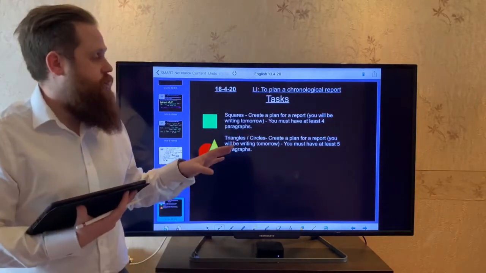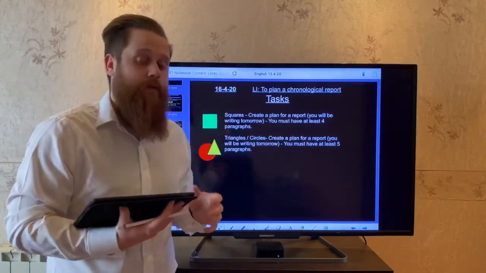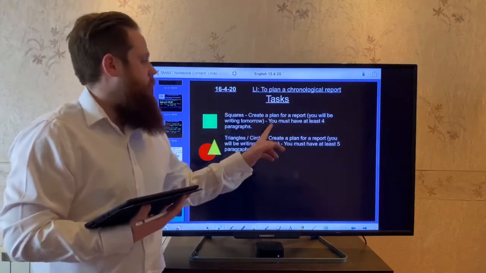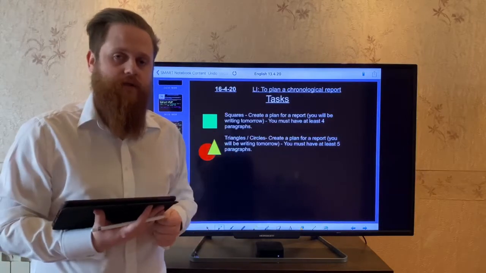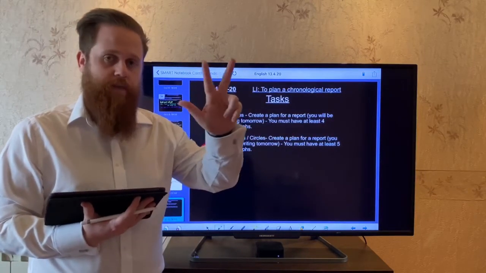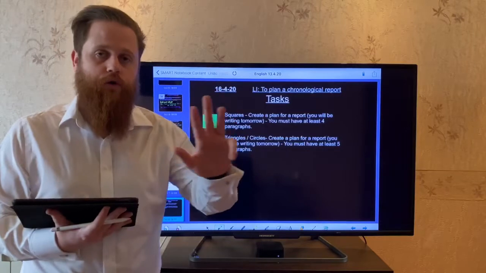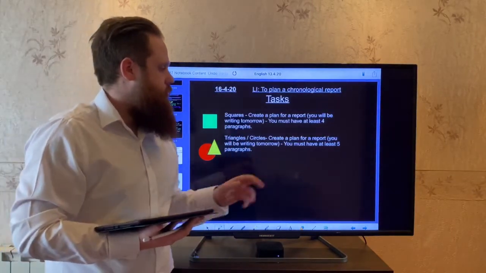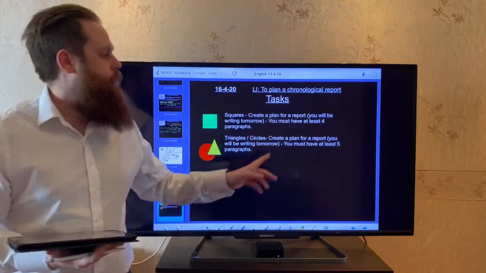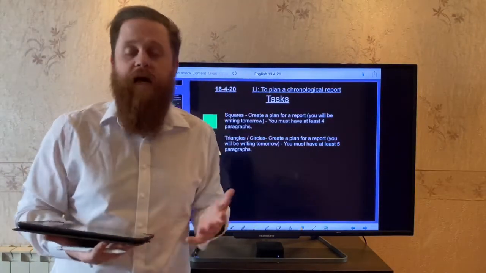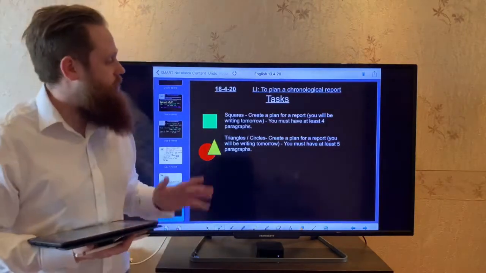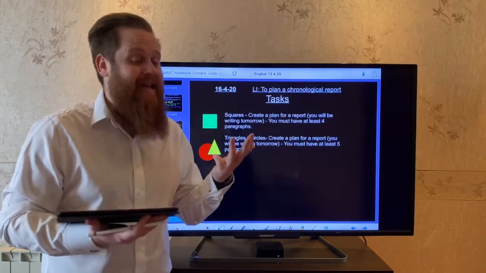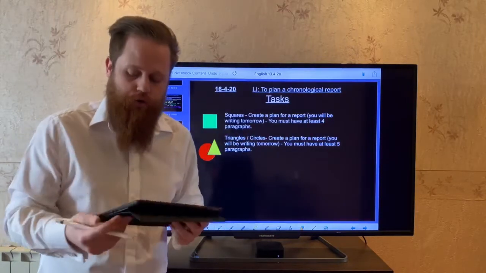So if you're in squares, you need to create a plan for a report. This is what you'll be writing tomorrow, so you won't be writing it today, you're just making me your plan. You must have at least 4 paragraphs. So that is an opening, 2 paragraphs, and then your conclusion, what you talk about at the very end. Triangles and circles, you are creating a plan for a report as well, but you must have at least 5 paragraphs. You can do 6 and 7, of course, but at least 5. So that is an opening, 3 paragraphs at least, and then your conclusion.